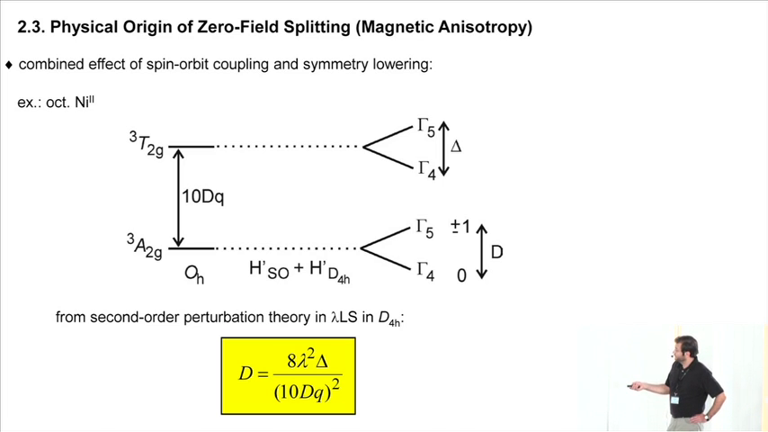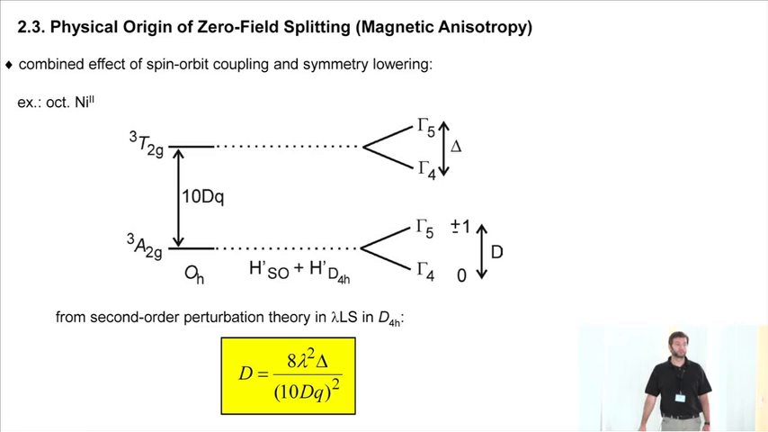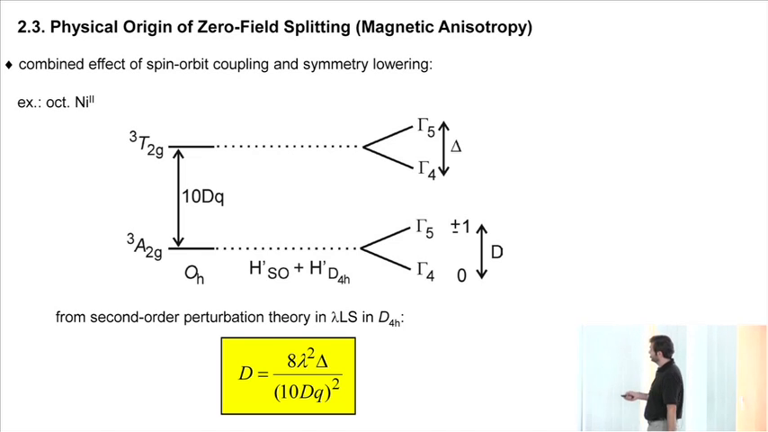So you see this lambda is the spin-orbit coupling constant. That means if you go in the periodic table more down, the spin-orbit coupling constant gets larger, so the D gets larger. And then you see it is directly dependent on delta. Delta is the splitting of the excited state due to the symmetry lowering. That means if we lower the symmetry more dramatically, the delta gets stronger and therefore the D gets stronger. So geometrical distortion is good. And this is not very intuitive, but it's very important.